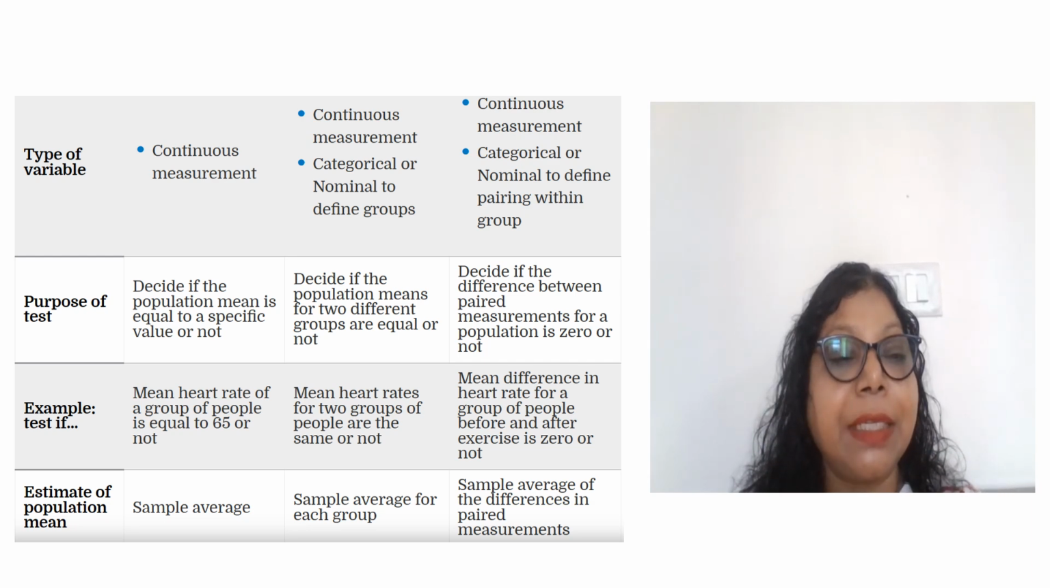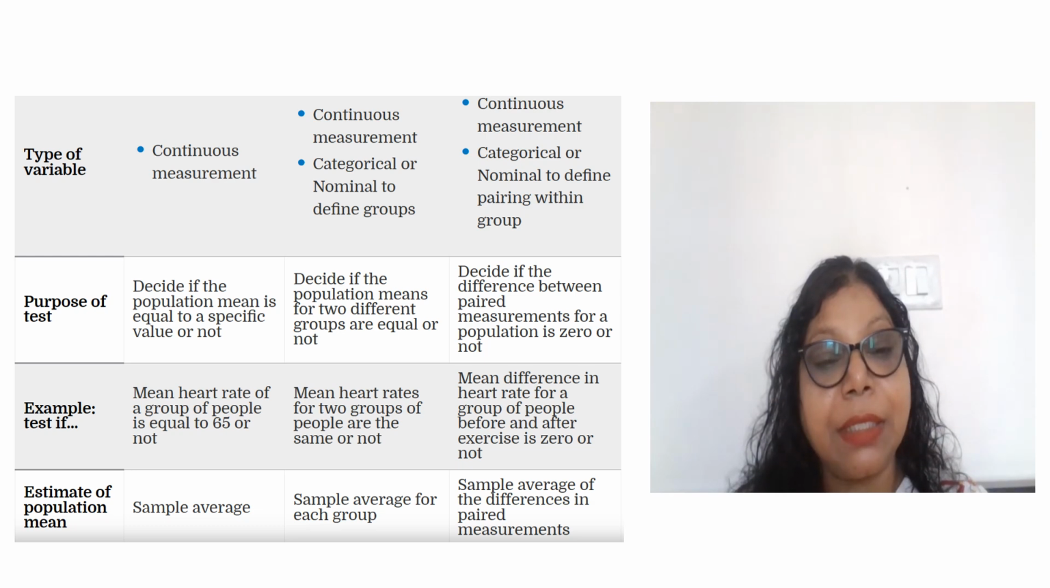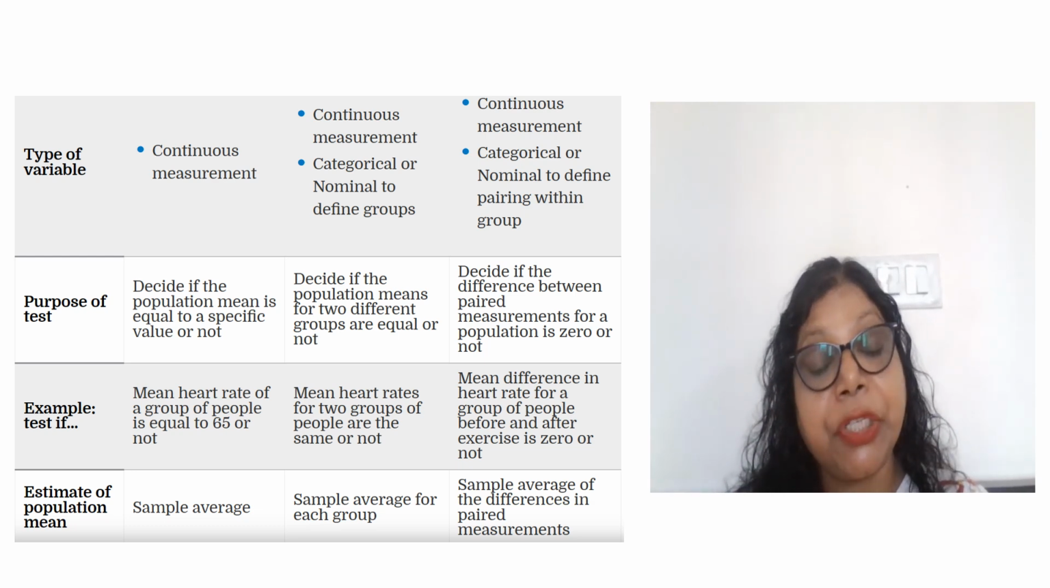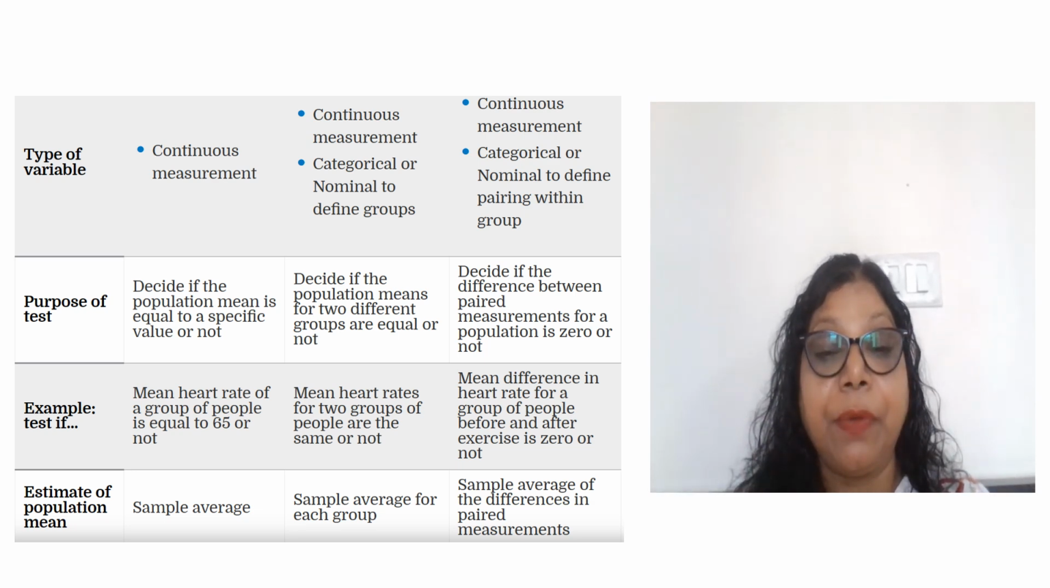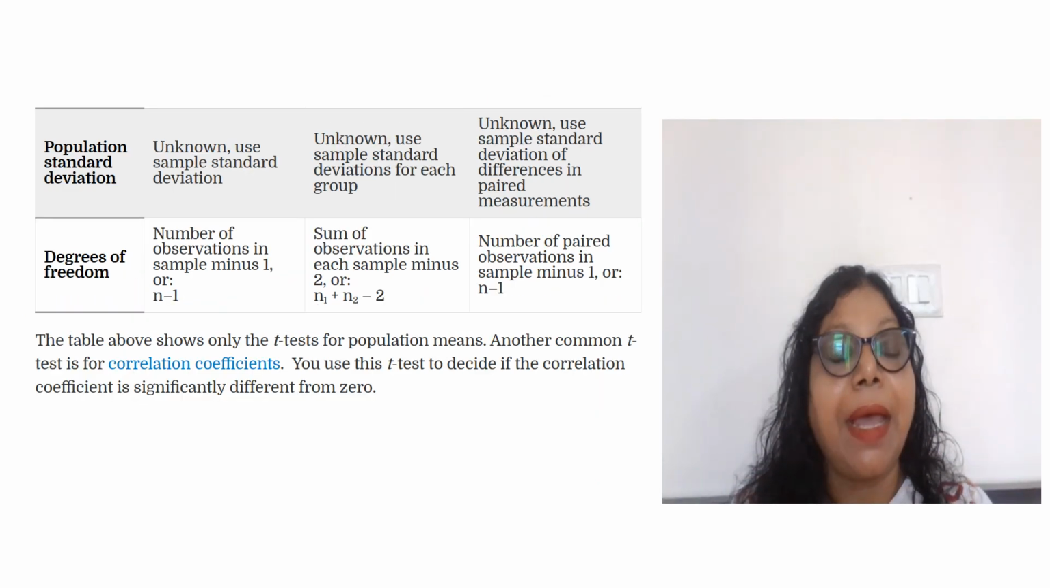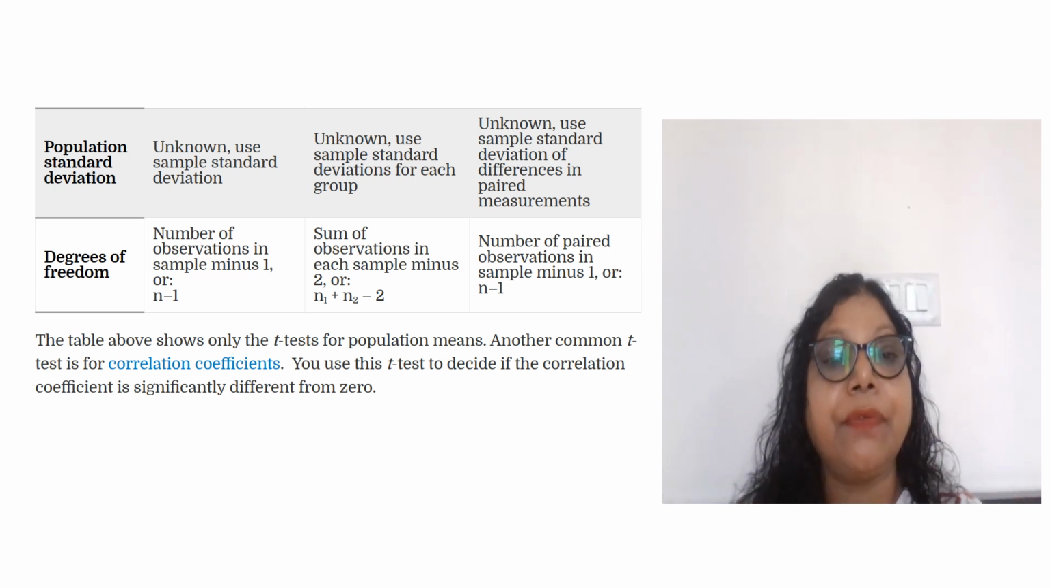Similarly, if we want to estimate the population mean and we want to have the sample average, we will use one sample t-test. If we want to have the sample average for each group, we may go for the two sample t-test. And if we want to have the sample average for the differences in the paired measurements, we may go for the paired sample t-test.